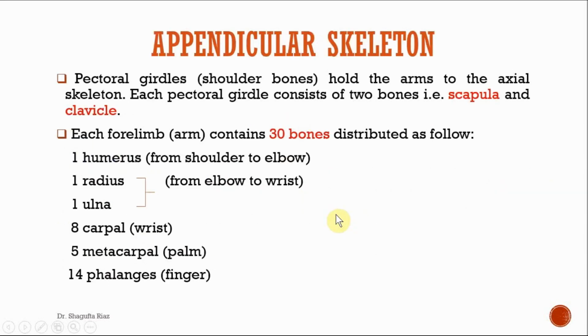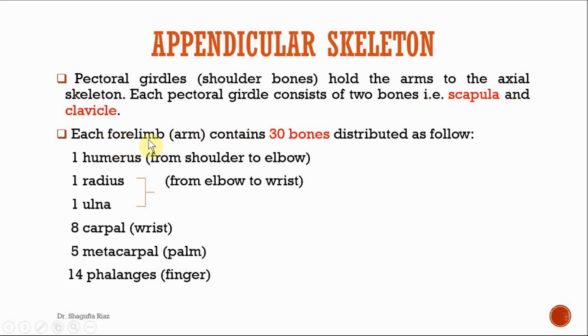Appendicular skeleton includes pectoral girdles. The shoulder bones are known as pectoral girdles. They hold the arms to the axial skeleton. Each pectoral girdle consists of two bones, that is scapula and clavicle. Remember the names of the bones. Pectoral girdle, that is the shoulder bones, consists of two bones, that is scapula and clavicle.